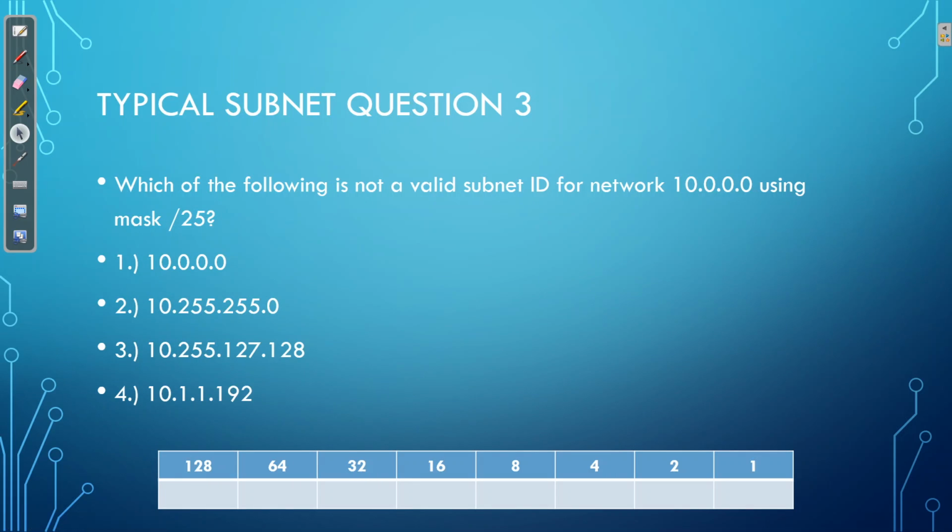So moving on to question 3. Which of the following is not a valid subnet ID for network 10.0.0.0 using a /25 mask? Pause the video, try this yourself, and then we'll dive in together.